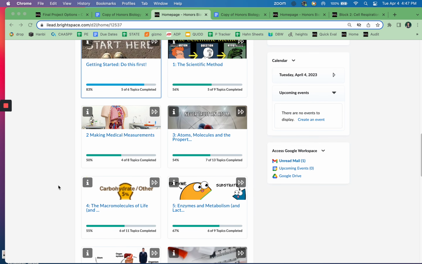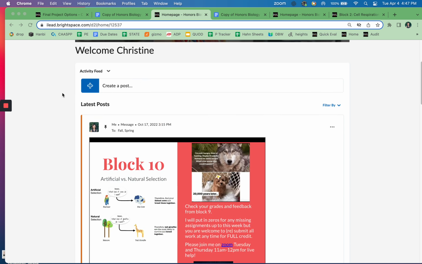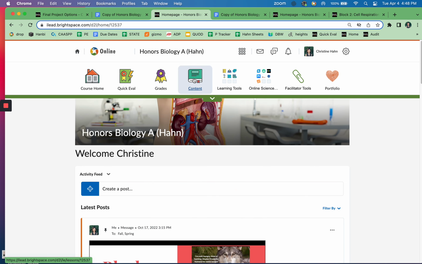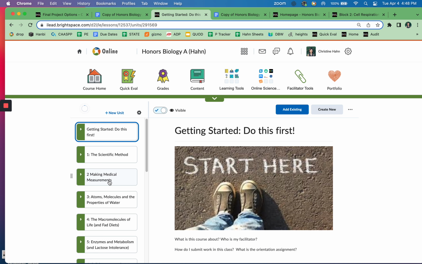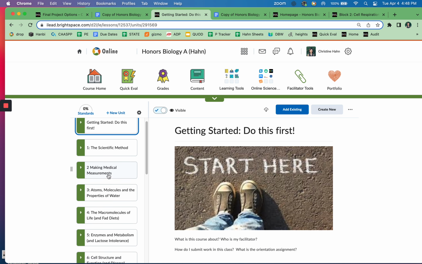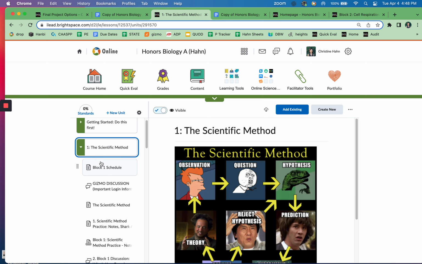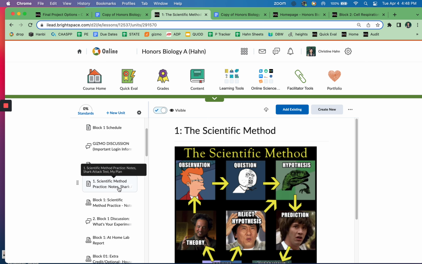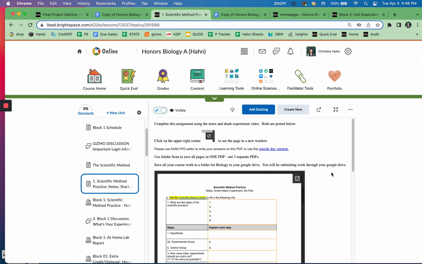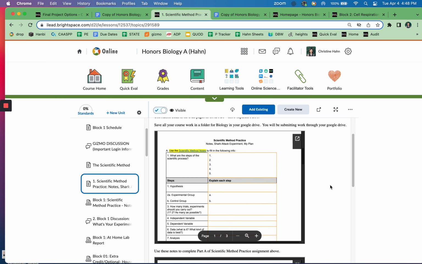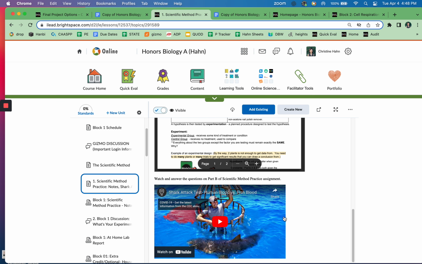So we'll take a look at a couple of the activities. So if I come to the content, I try to make the course as interactive as possible. So one example, like in the scientific method, I really enjoy this activity because it uses Mark Rober, who's one of my favorite people.